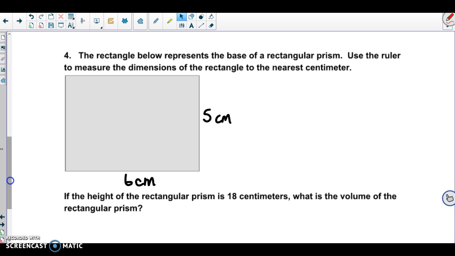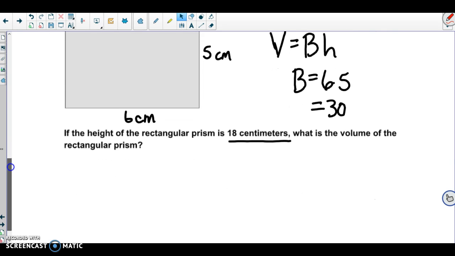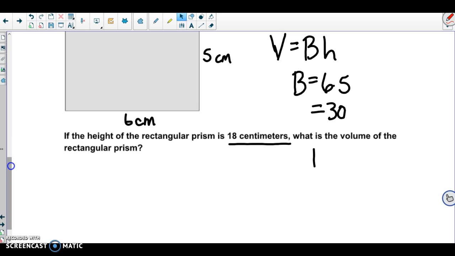So remember our formula for volume, because we're finding volume, volume is big B H, where big B is the area of the base. So to find the area of the base, I'm going to take the 6 times 5. Well, 6 times 5 is equal to 30. And then now we have to plug that in place of the B and multiply by the height, which is down here. It says the height is 18 centimeters. So basically what I need to do is multiply 18 by 30.